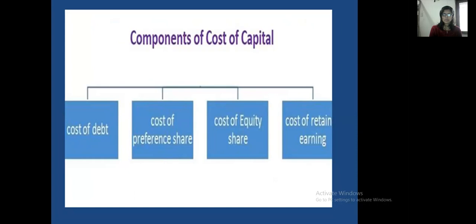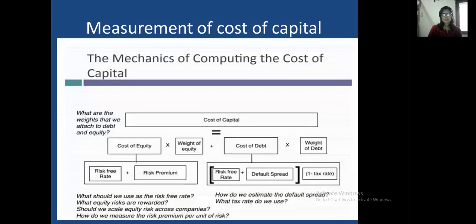So here we are defining the components of cost of capital. Different components क्या होते हैं cost of capital के? Cost of capital के components में cost of debt, cost of preferential, cost of equity and cost of retained earning आता है। The first is cost of debt.